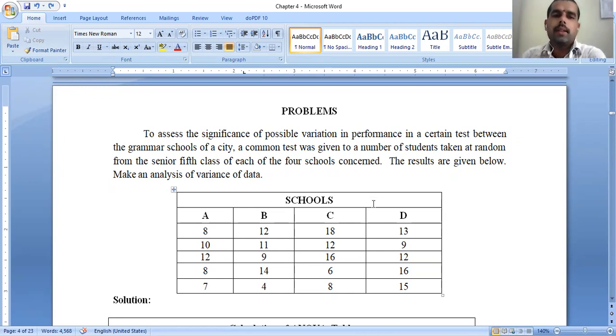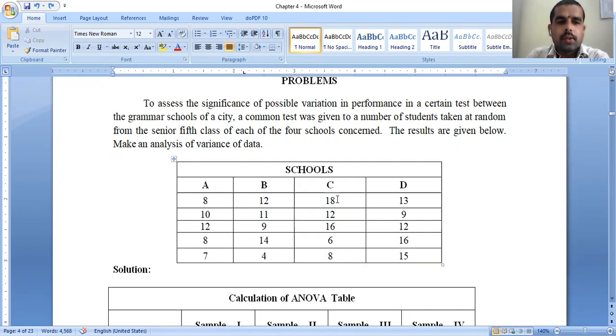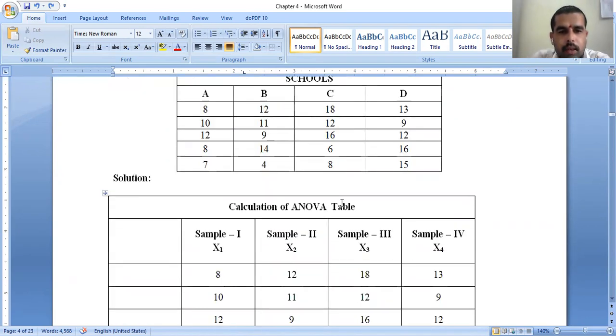In the given question, 5% LOS is not given, and 1% LOS is also not given. So we have to assume 5% only, since nothing is mentioned in the given question. So observe the solution here: calculation of the ANOVA table.